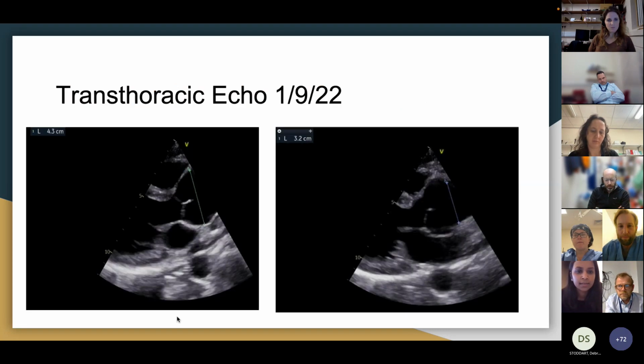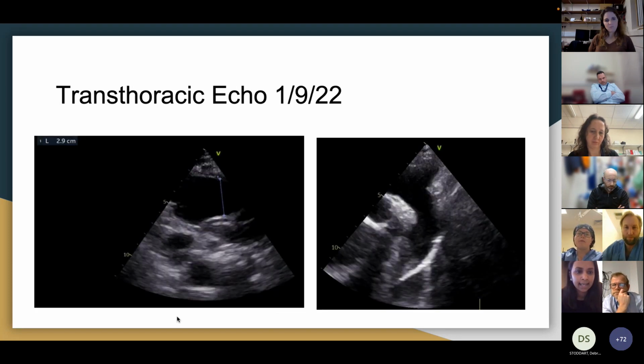Essentially, you can see that the sinuses were now 4.3 centimeters, which is a significant progression from before. The STJ was 3.2, and the ascending aorta proximally was 2.9 centimeters. The arch was fine with no evidence of coarctation on color Doppler.